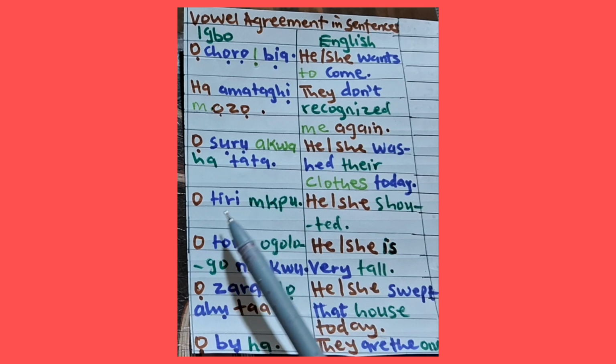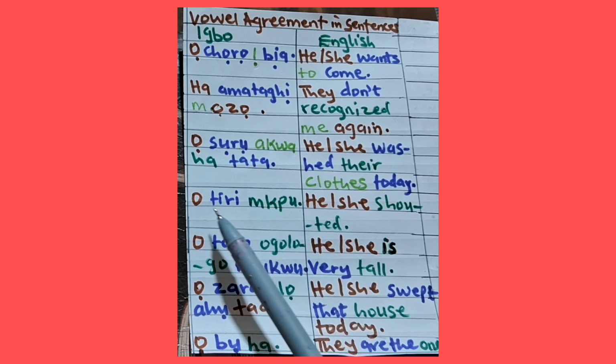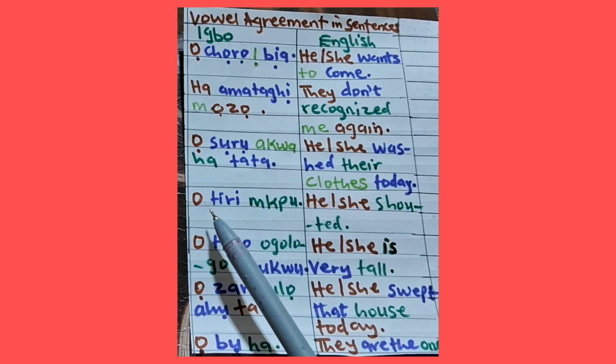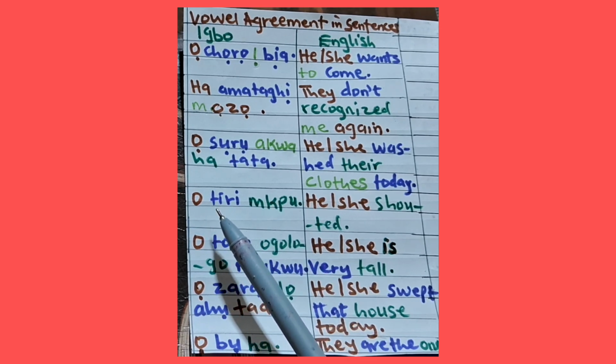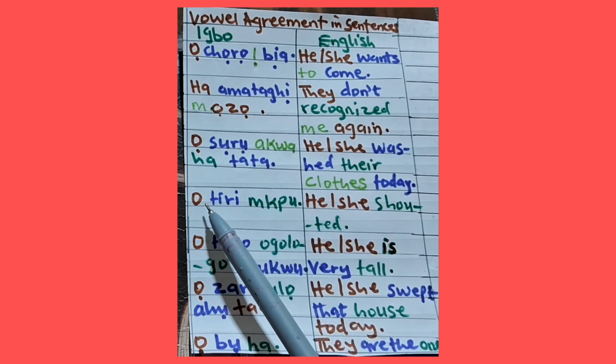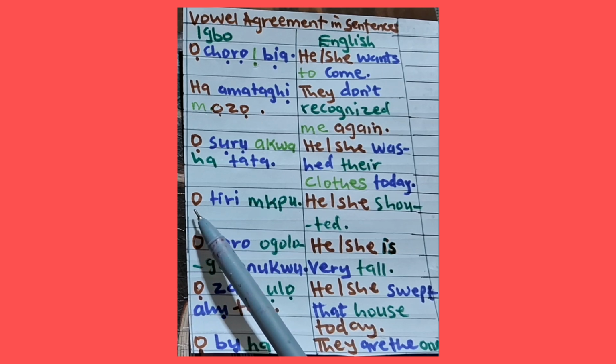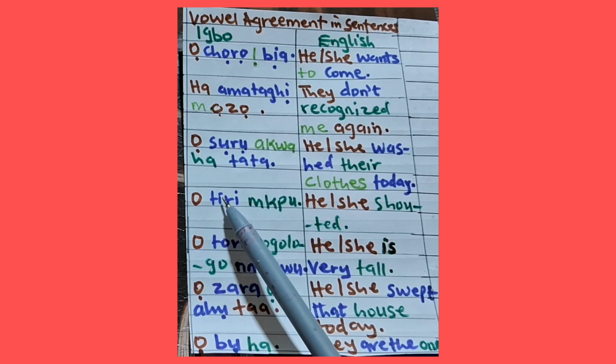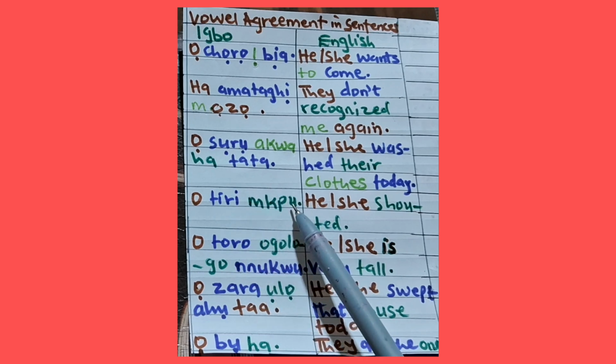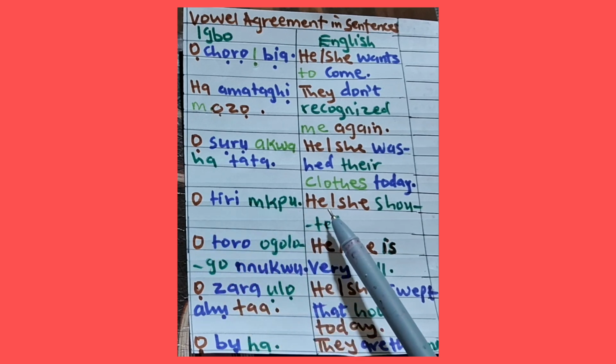Let's see heavy vowel. O tiri mkpu. O tiri mkpu. Even if you want to pronounce this heavy vowel, you will find it difficult because you have to put your strength. O tiri mkpu. O is without dot under. That makes it a heavy vowel. I, u, u without dot under. It is called heavy vowel. O tiri mkpu, meaning he or she shouted.